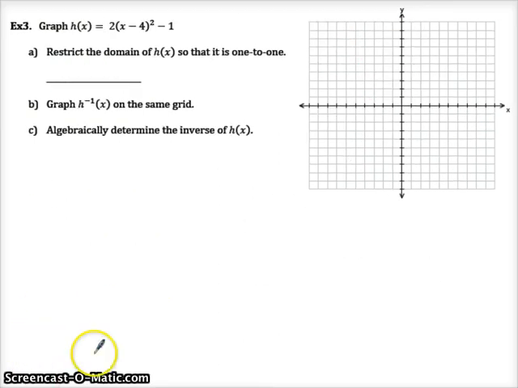All right, another graph. Let's do this. Okay, I graphed that one. Let's restrict this so that it's one-to-one, or basically invertible. We'll go from 4 to infinity. Graph the inverse on the same grid.